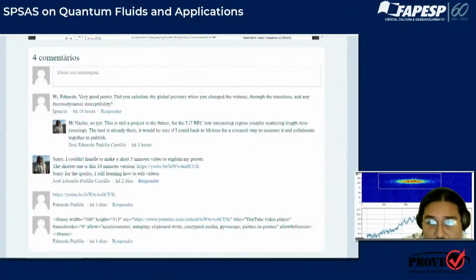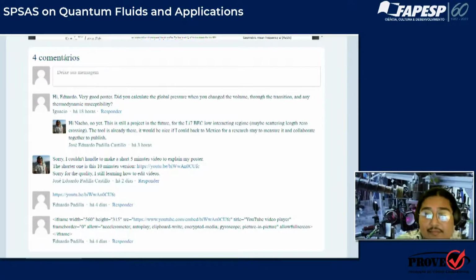If you have some questions, I think there's one on the web page. Can you read it? Very good poster. Did you calculate the global pressure when you change the volume through the transition, and any thermodynamic susceptibility? Not yet. This is one of the future projects that we are thinking about.